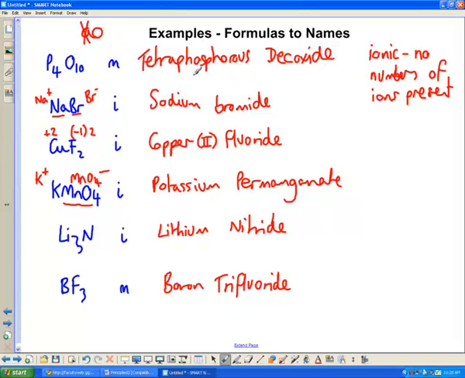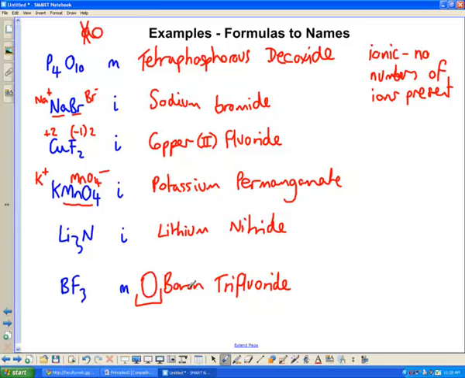But some people will say tetraphosphorus decoxide, some people will say deca oxide. It doesn't matter which one you say. So remember, you use prefixes for molecular compounds and you don't for ionic. So one question you might have is, why is there no prefix here? Why isn't it monoboron trifluoride? Well, this is the one little caveat here.